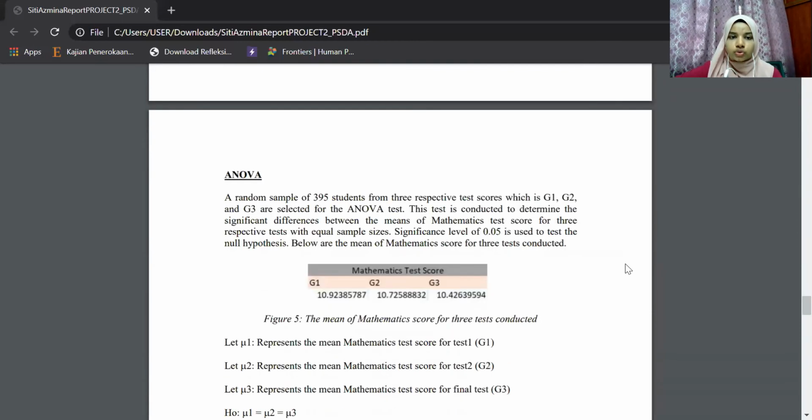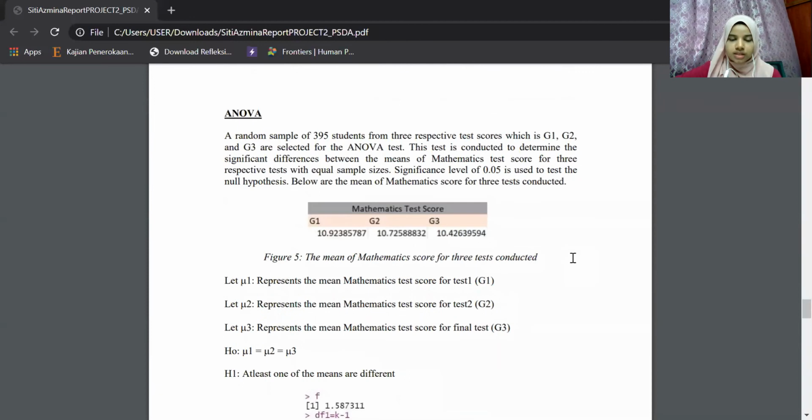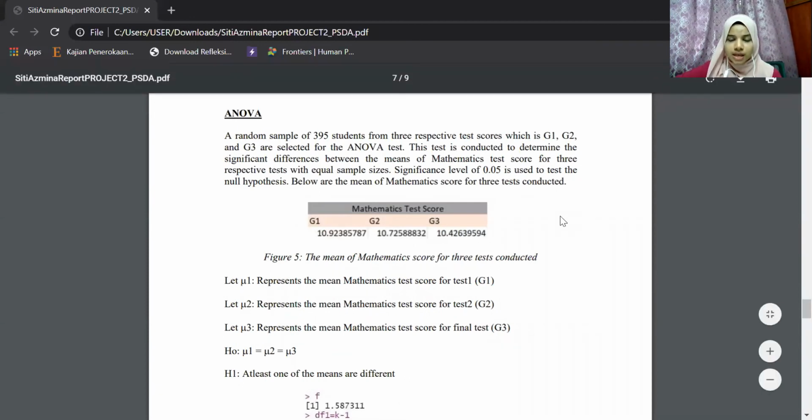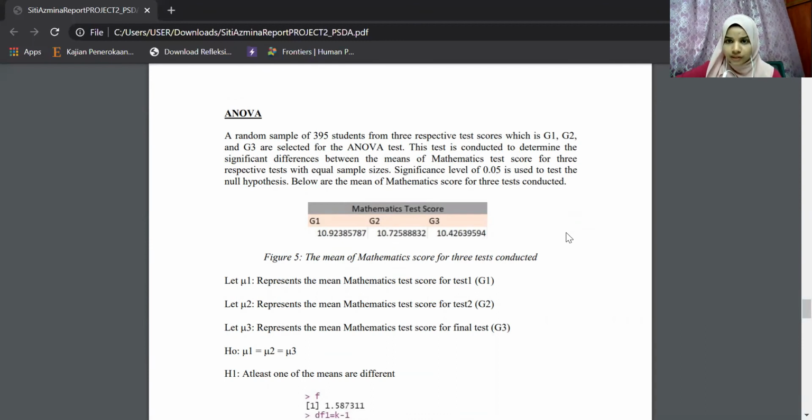And moving on to the last test that has been conducted, which is the ANOVA test. In this test, a random sample of 395 students from 3 respective scores, grade 1, grade 2, and grade 3 are selected. This test is conducted to determine the significant differences between the means of mathematics test score for 3 respective tests with equal sample sizes. I've used a significance level of 0.05 to test this.